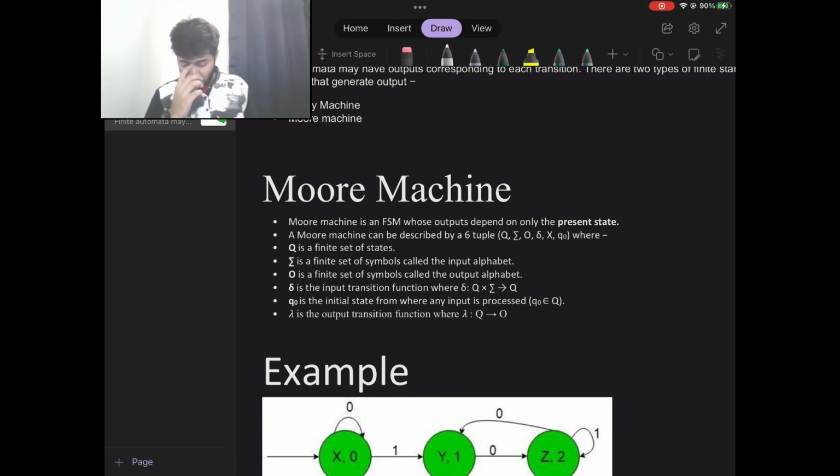Like, for Q1 state, if we get a 0, it will give 0 as an output. If we get 1, it will give 0 as an output, and it will lead us to Q2. So this is the Mealy machine for this.